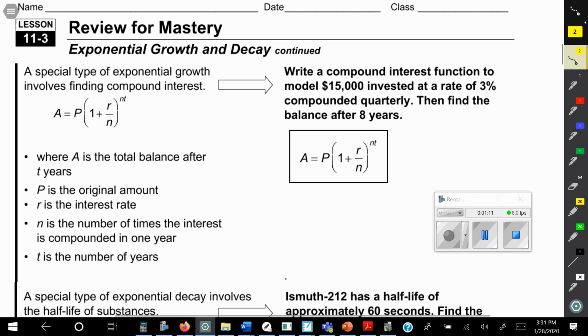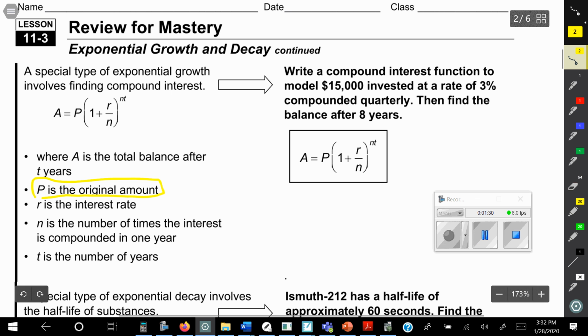First we want to talk about the formula, which is A is equal to P times (1 plus R over N) raised to the NT. It seems like a whole lot of stuff, but it's not. The P is representing the original amount. It's called the principal, and it's the same thing as the A in our regular exponential growth formula. The R is the interest rate, the exact same interest rate as in the previous formula. And the A is the total balance after T years, and T is the number of years.